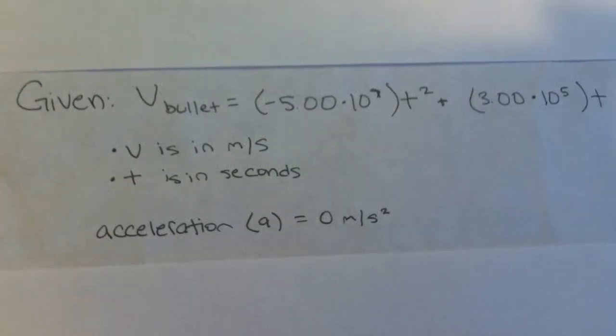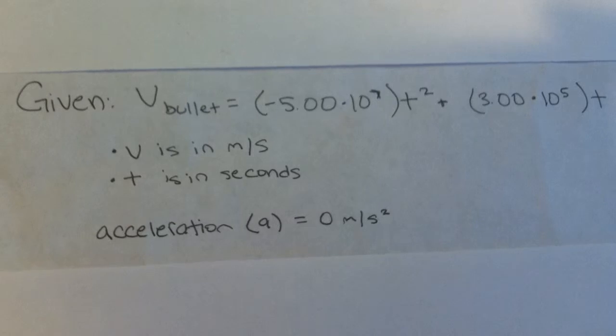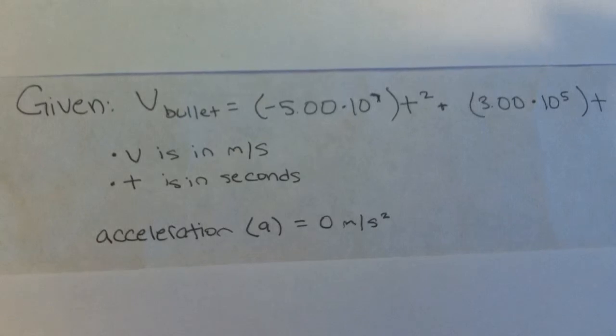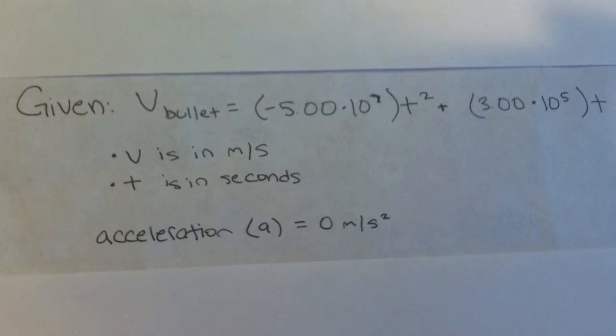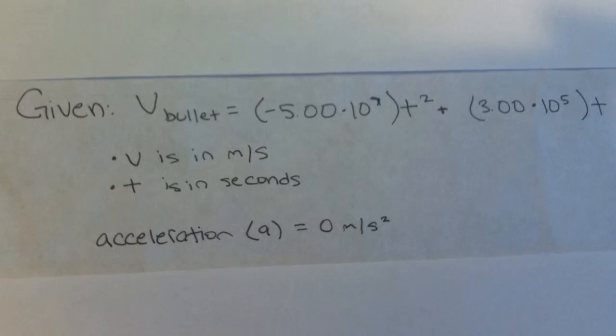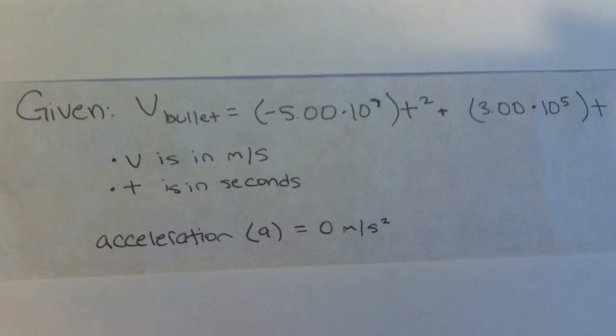First, we are given that the velocity of the bullet is equal to negative 5.00 times 10 to the 7th times time squared, plus 3.00 times 10 to the 5th times time. We are also given that the velocity is in meters per second, the time is in seconds, and the acceleration, which is labeled with an A, is equal to 0 meters per second squared.